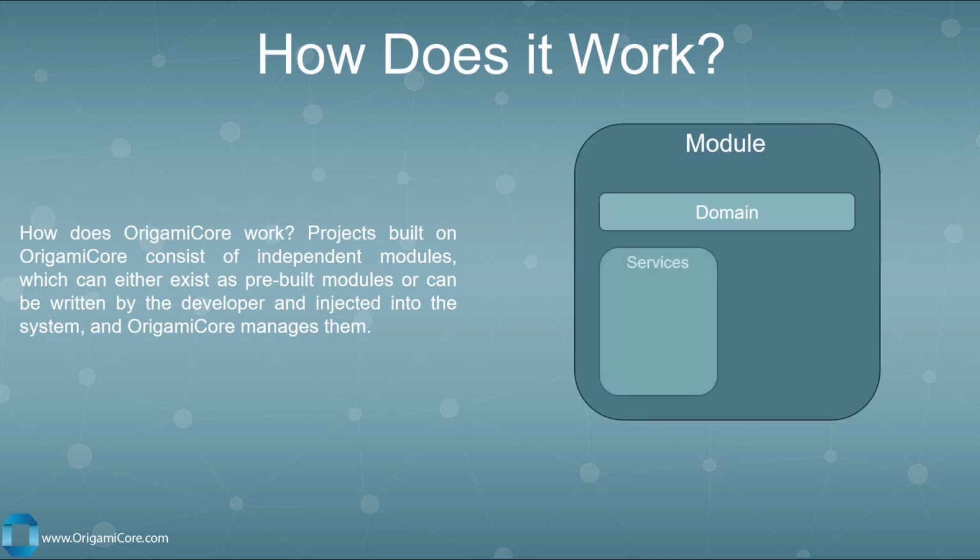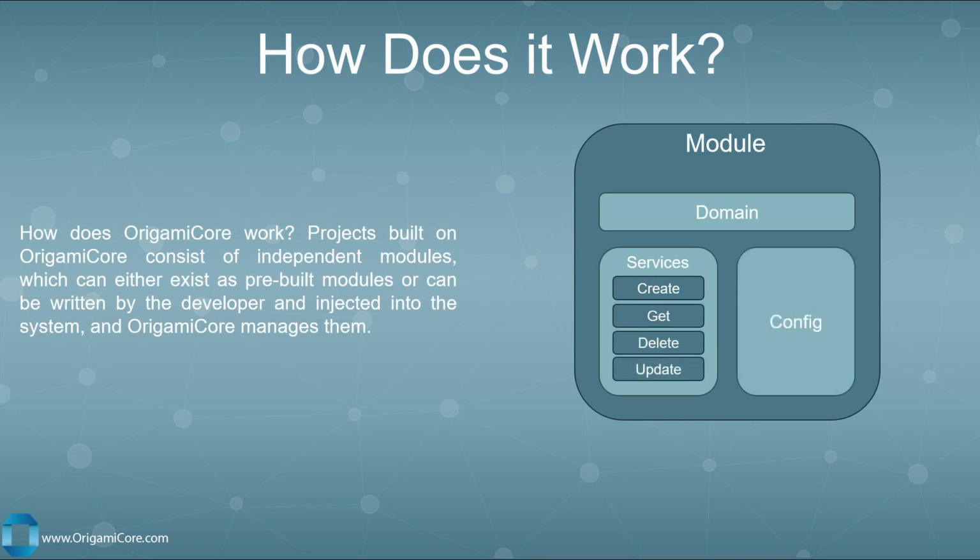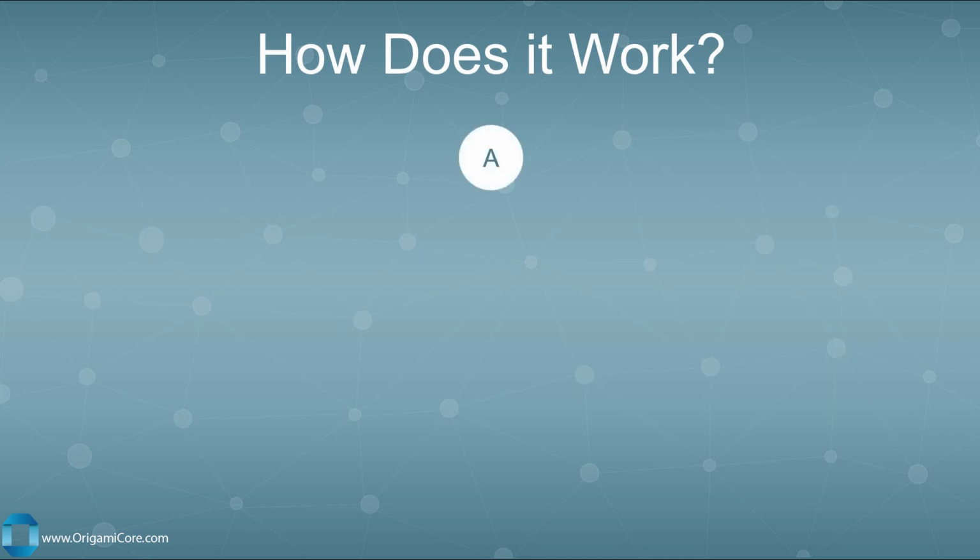Each module includes a domain for identification, several services, and a configuration. Each module can work independently or use other modules as well. Suppose that we inject a module with domain A into Origami. The framework creates an instance of it and manages it.